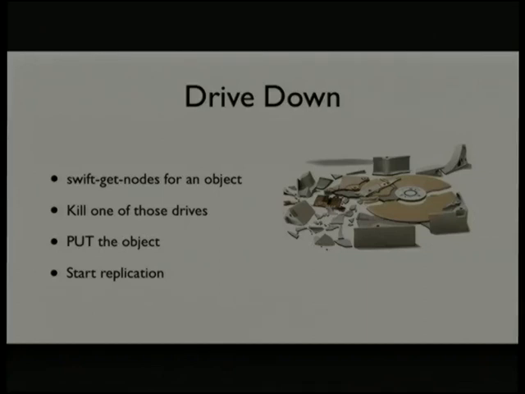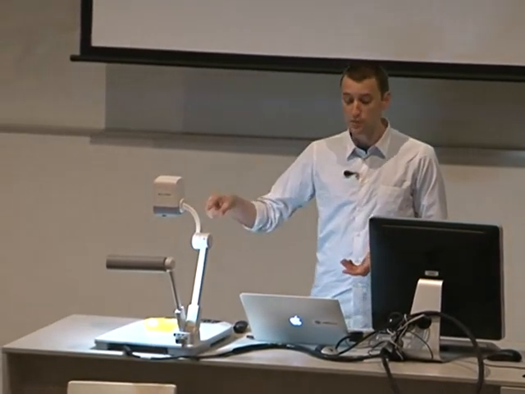So what we're going to do is we're going to find out one of these locations. In fact, we can kind of skip this step. We know we have an object. We know where it's going to be. So we're going to kill one of those drives. We're going to unmount drive D1. Then we're going to put an object in there and see what happens, see where it goes with our durability guarantees and things like that. Then we're going to turn on the replication process and see what happens as far as rebalancing the data once, and then we can even bring the drive back up and see what happens.